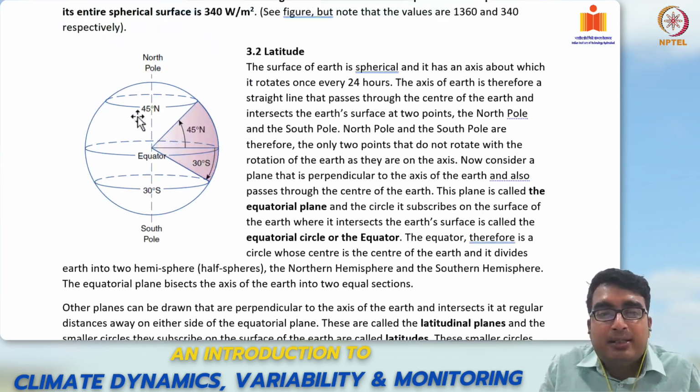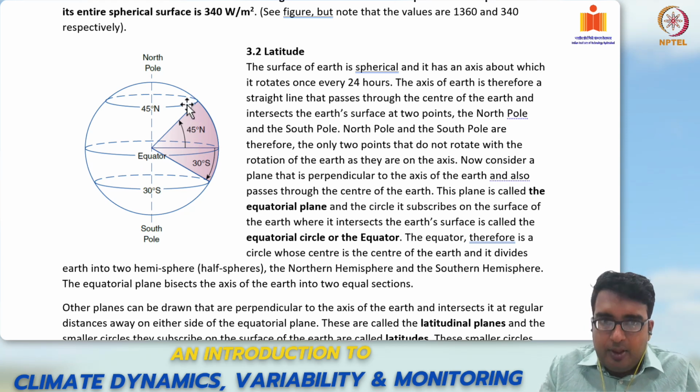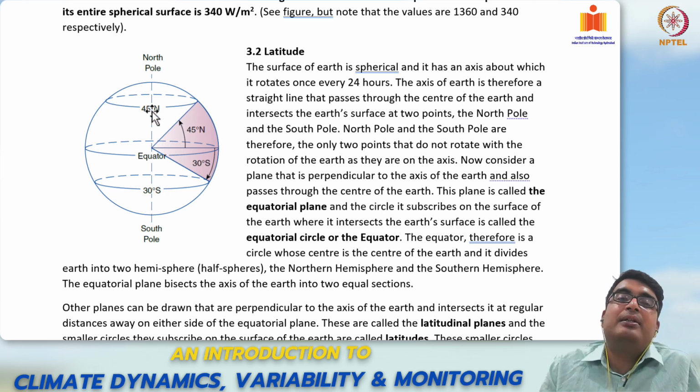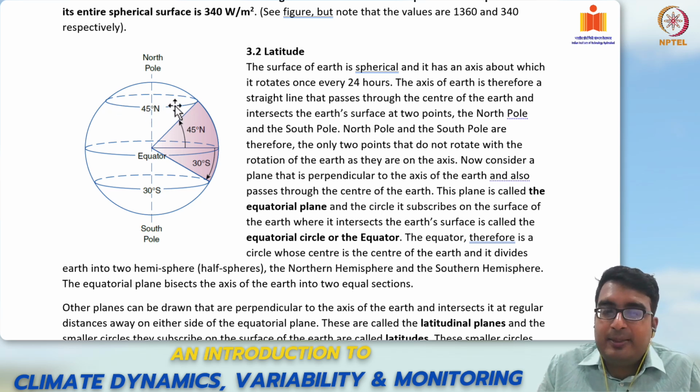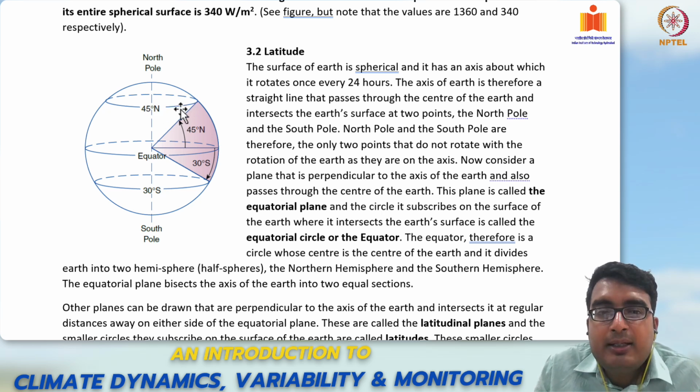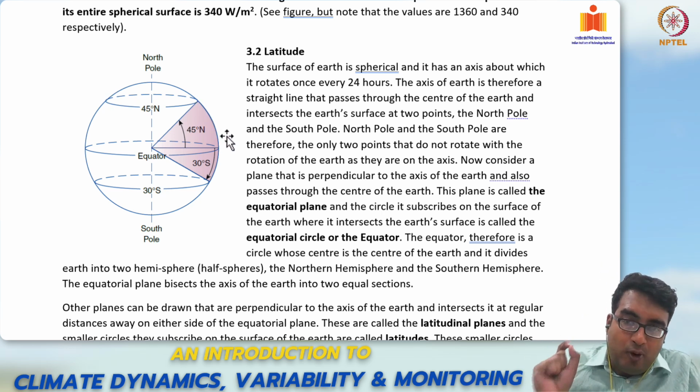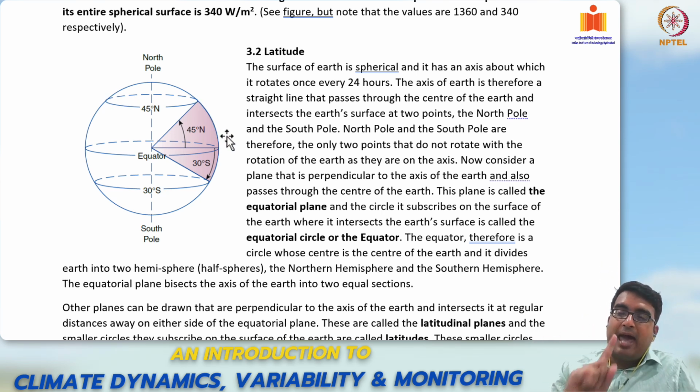Now, because the Earth rotates around its axis, during a rotation any point will only lie within its own latitudinal circle. So, suppose here is a point, the Earth is rotating in the east-west direction, then as it rotates, this point will move along this latitude circle. So, all geographical points only ever move along their latitude circle during the rotation of the Earth.